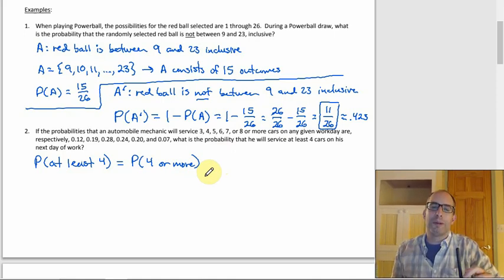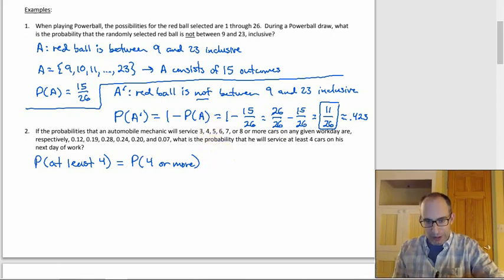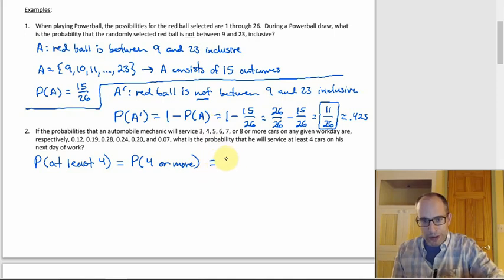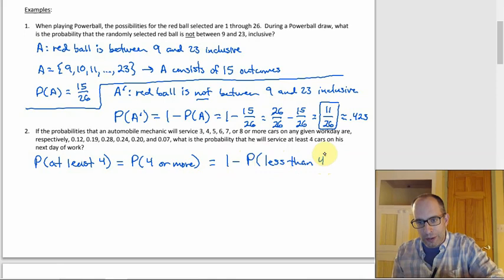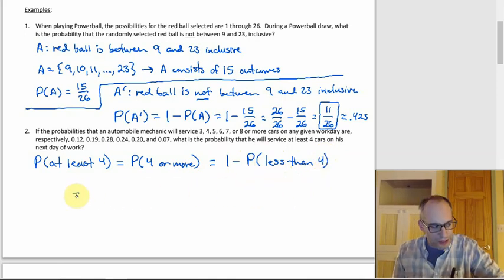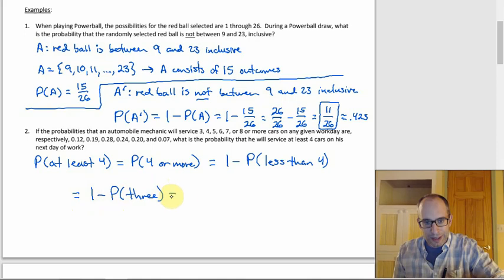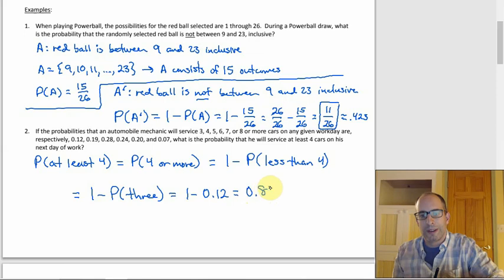But what about the complement? The complement of 4 or more is less than 4. There's only one possible value that's going to satisfy that, the 3. So we can do this using the complement and say this would be equal to 1 minus the probability that he services less than 4. But really, that's just going to be 1 minus the probability of 3. So this is 1 minus 0.12, which is 0.88.